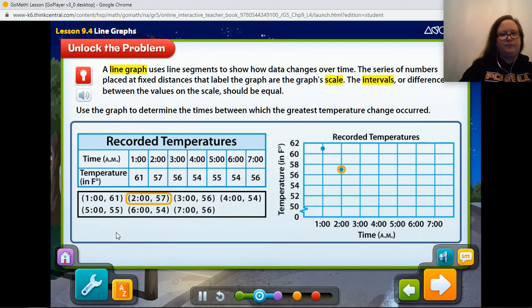At 2 o'clock, the temperature was 57 degrees. At 3 o'clock, the temperature was 56 degrees. At 4 o'clock, the temperature was 54 degrees. At 5 o'clock, the temperature was 55 degrees. At 6 o'clock, the temperature was 54 degrees. At 7 o'clock, the temperature was 56 degrees. You are ready to complete the graph. Let's connect the points with line segments.